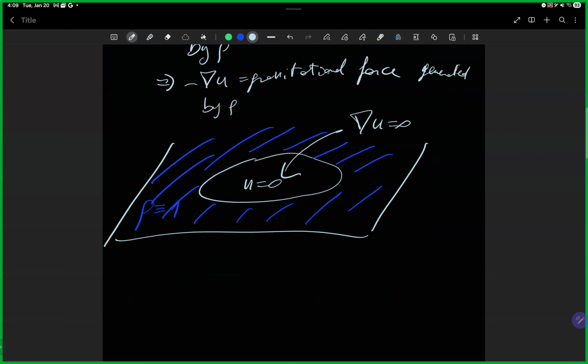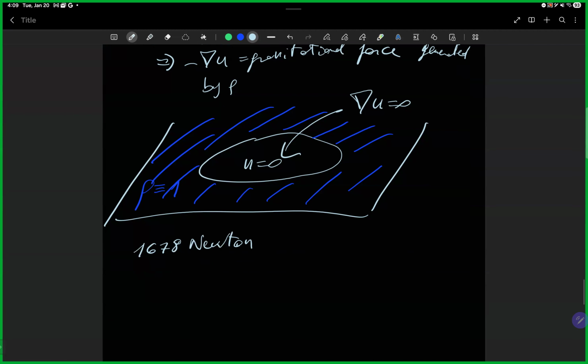Well, in this direction, there has been a lot of work for several years. The first theorem in this direction is due to Newton in 1678. Newton proved the following theorem: if you take a sphere and you put constant density on it, then this density will generate no gravity inside the sphere. This is the no gravity in the shell theorem by Newton.